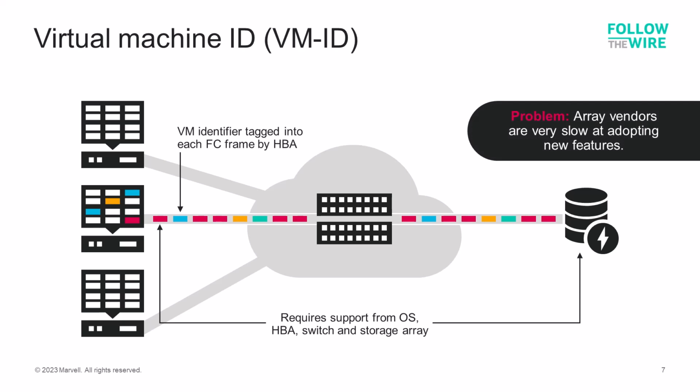Now today, the HBAs and Fibre Channel switches and directors from all the major vendors, including Marvell, support VMID. Where there's a problem is that not all storage array vendors have yet supported the VMID concept. There are a few select Tier 1 storage vendors, most notably NetApp, who do support VMID in their storage systems as well, providing that end-to-end visibility.